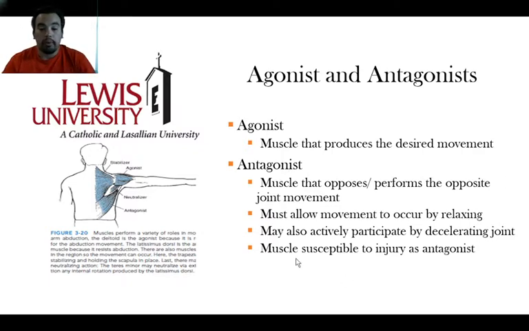Okay, the most susceptible injury is to the antagonist muscle because it is typically providing that eccentric contraction while being stretched, which we discussed earlier in the first video. That is the most common way for us to actually get injured in the muscle tissue.